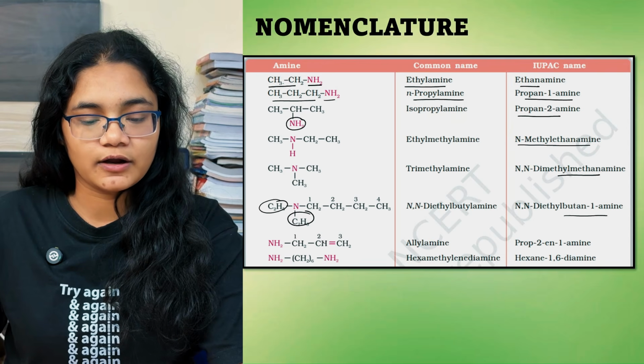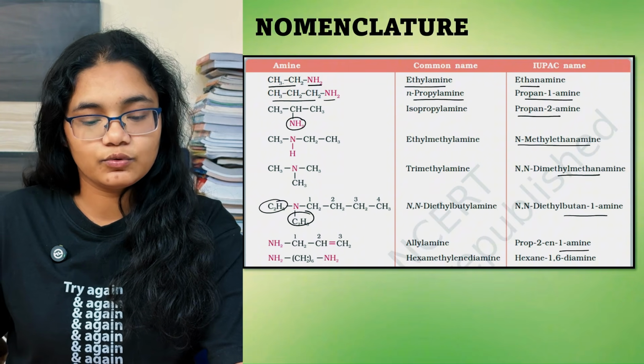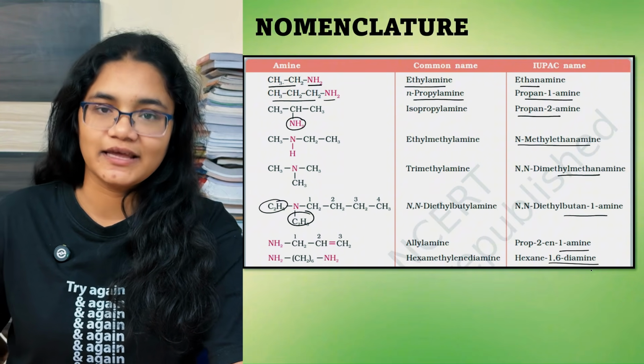Next you have here 1, 2, 3. So propene, prop-2-en-1-amine. Then you have 2 amines here. So hexane-1,6-diamine. Okay.